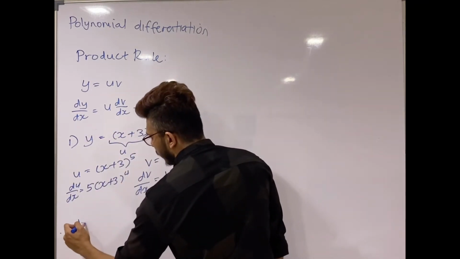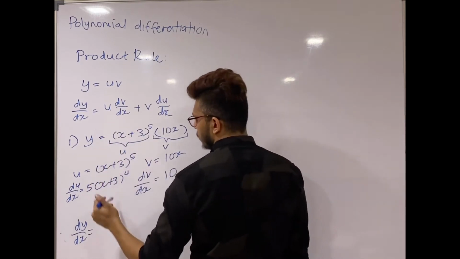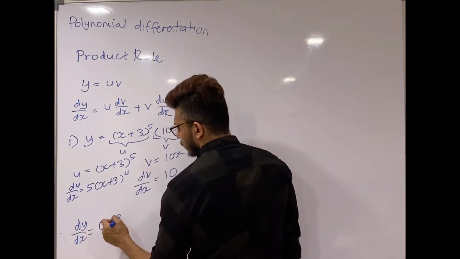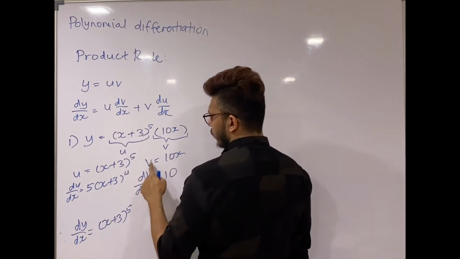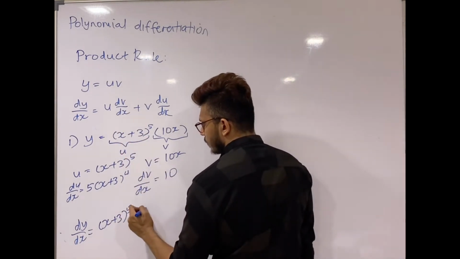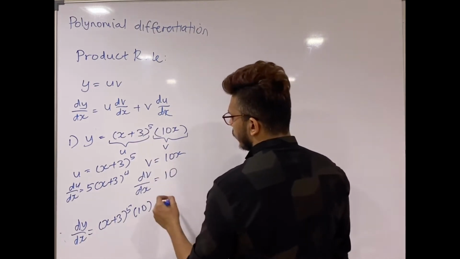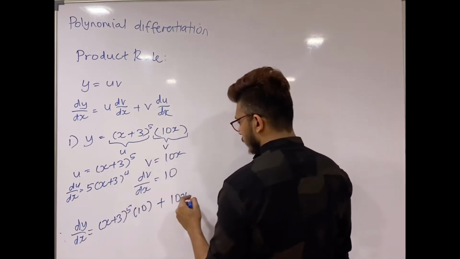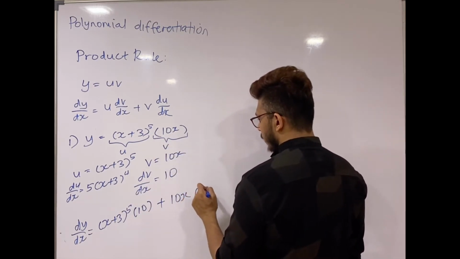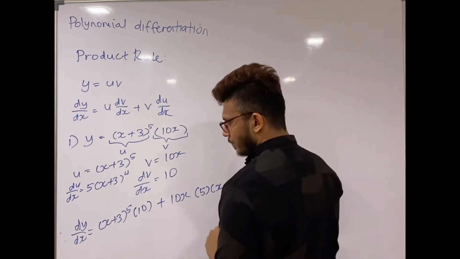So your dy/dx is first u. What's your u? (x + 3) to the power of 5 times dv/dx. What is your dv/dx? Times 10. Then you plus the v, which is 10x. And what is your du/dx? It's 5(x + 3) to the power of 4.